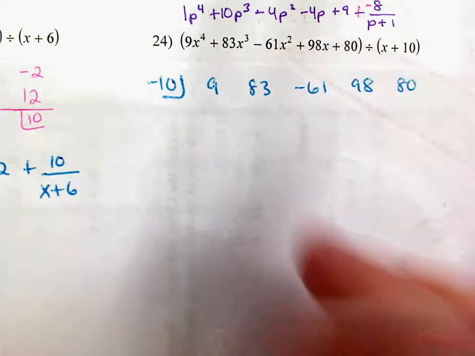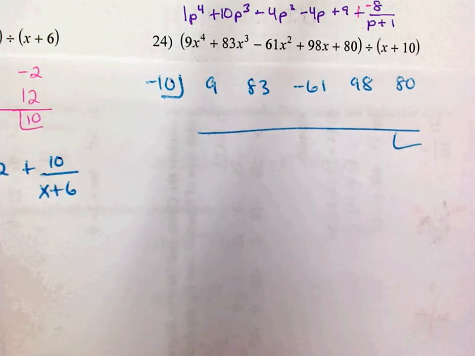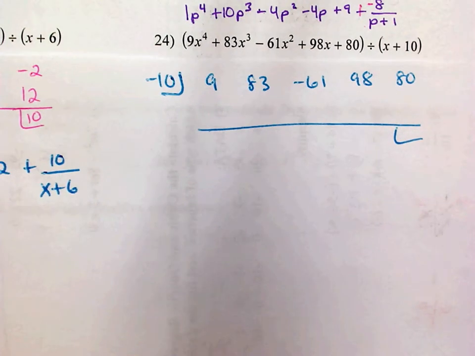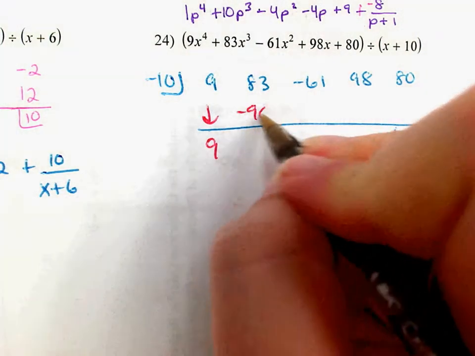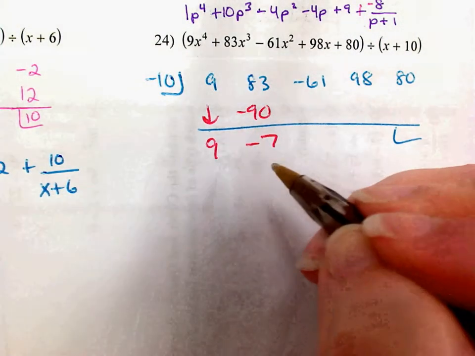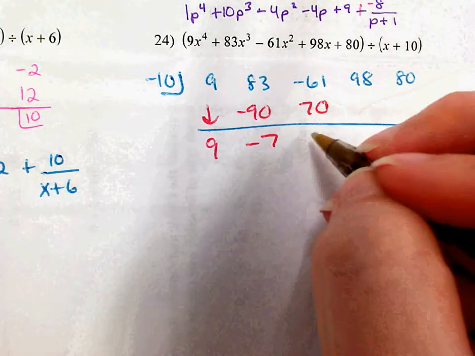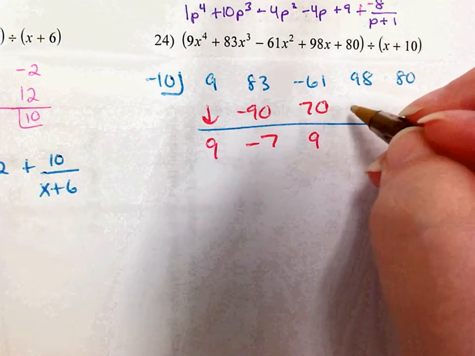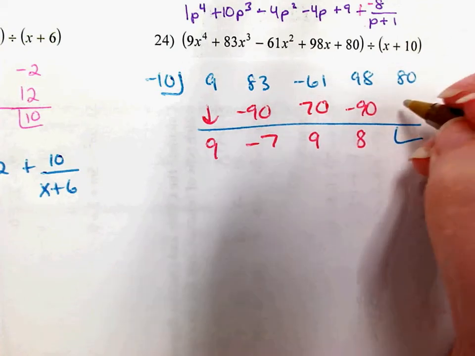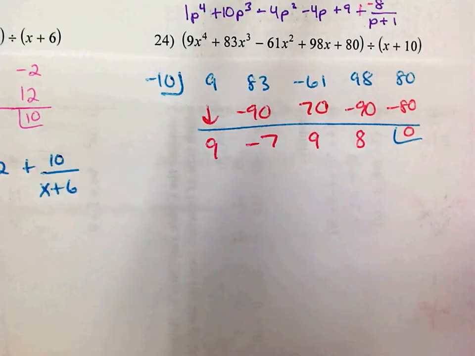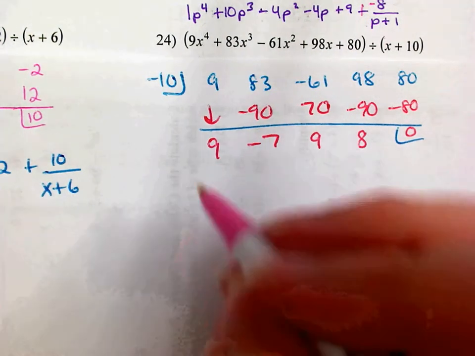Okay. Bring down the 9 and multiply. Negative 90. Add negative 7. Negative 7 times a negative 10 is a positive 70. And add negative a positive 9. Okay, when I multiply, I get negative 90, add negative 8. 8 times a negative 10 is with a remainder of 0. Okay, I started with a quartic, I should end up with a cubic. So I've got 9x cubed minus 7x squared plus 9x plus 8 with no remainder.